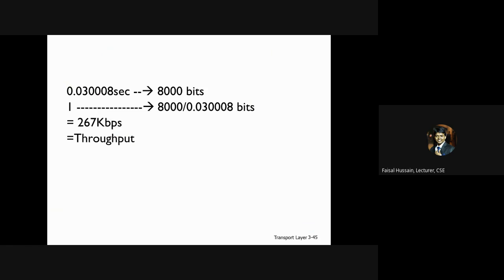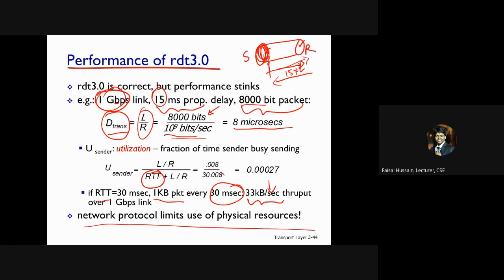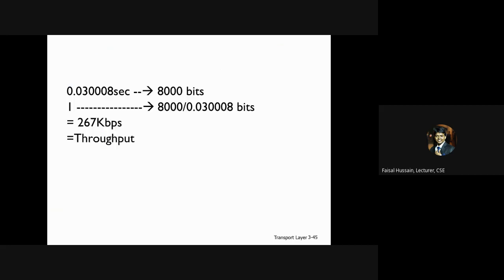Here is the previous calculation. From this we can understand that it is RTT plus L by R. So this is the total time for a packet of 1 kilobyte to go from sender to receiver. This is the time required, 30.008 milliseconds. If you convert it to seconds, it is 0.030008 second. It will send out 8,000 bits. So in 1 second you will get 267 kilobits per second. So that is our throughput.